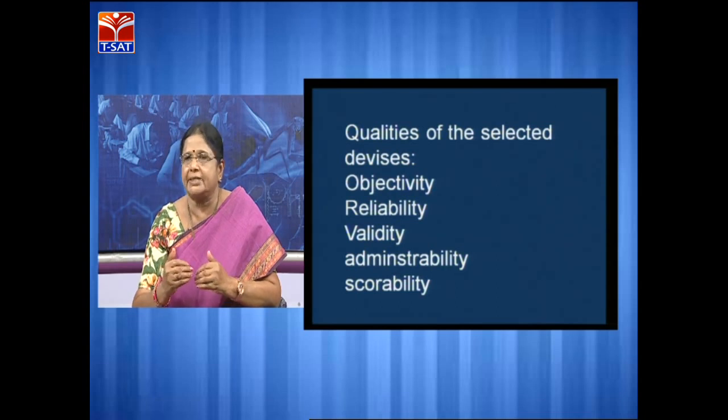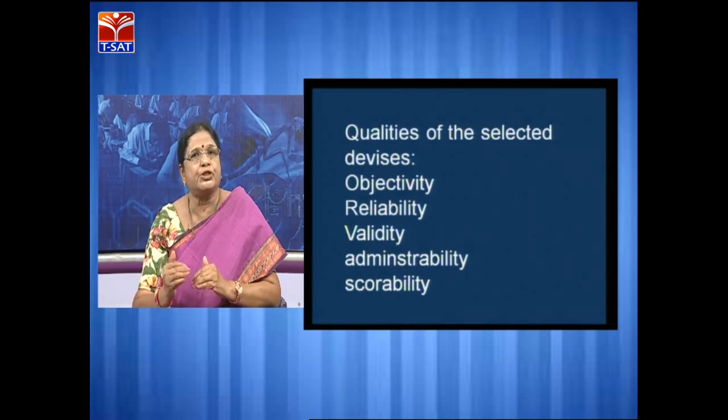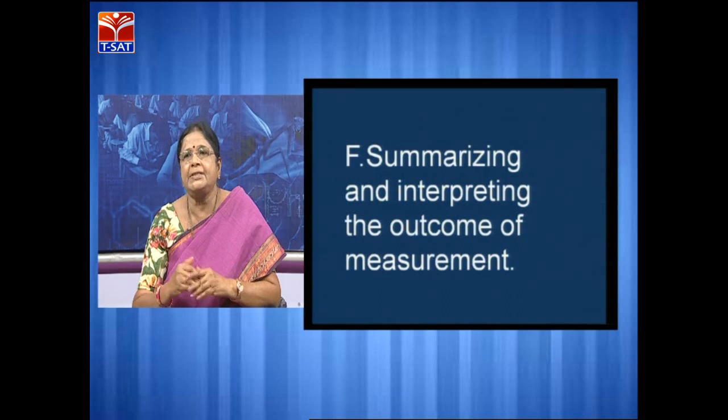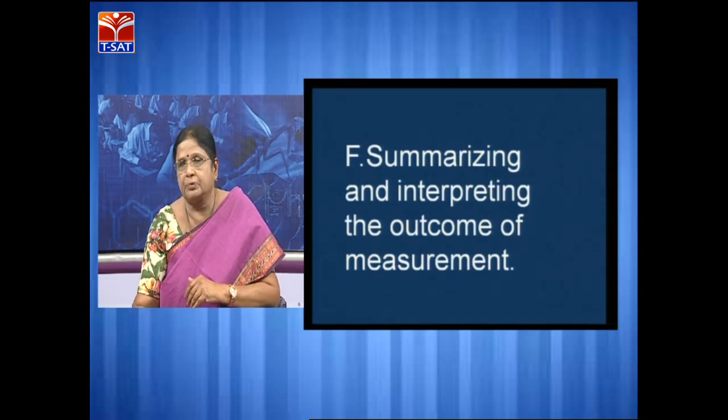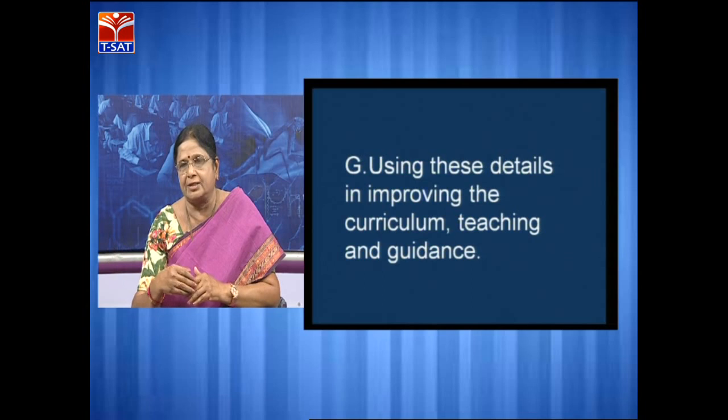Administrability means the test can be administered easily. Scorability means once the students have done the test, the teacher should be able to score easily without any bias. Summarizing and interpreting the outcome of measurement is very important. Then we have using these details in improving the curriculum, teaching and guidance.